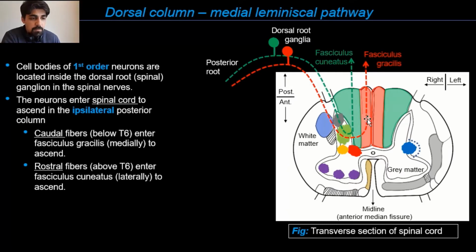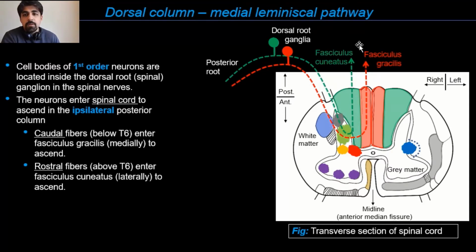Now, as the first order neurons ascend inside the posterior white column, part of those neurons ascend in the medial half of the dorsal column. That medial half is known as the fasciculus gracilis. The fasciculus gracilis conveys the information of vibration, proprioception, and two-point discrimination from the lower half of the body, basically from the T6 spinal segment and below, whereas the lateral part of the posterior white column is known as the fasciculus cuneatus. The first order neurons traveling through the fasciculus cuneatus carry the same information of vibration, proprioception, and two-point discrimination from the upper half of the body, or from the T6 spinal segment and above.